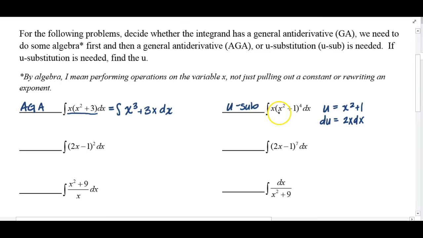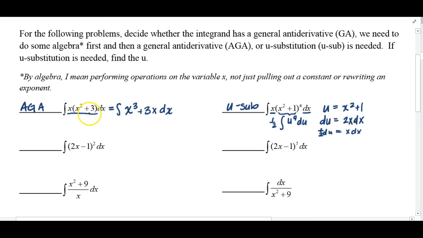So remember, this piece is going to become my u to the fourth, right? That didn't go away. And I need to replace x dx. Well, I got something close. So x dx is a half du. So now my integral is going to become 1/2 the integral of u to the fourth du. So u substitution is the way to go.